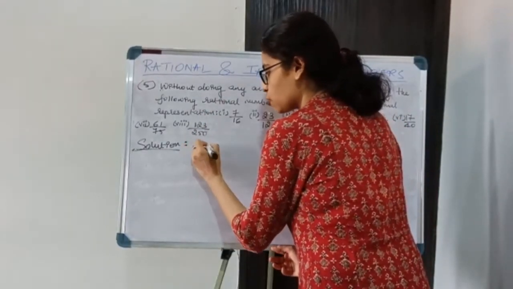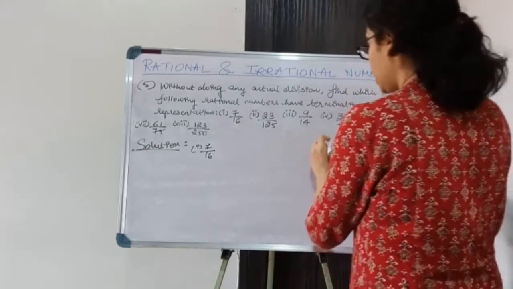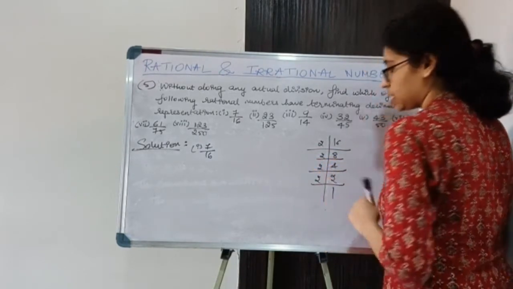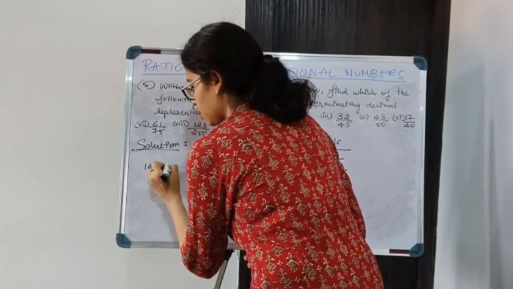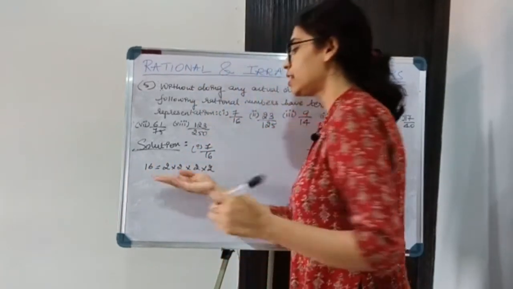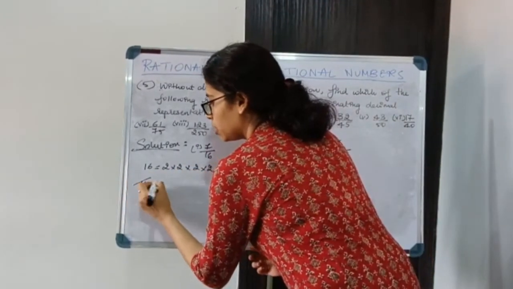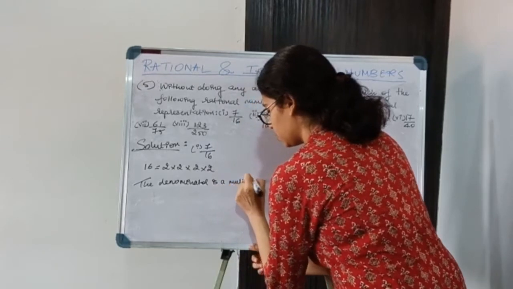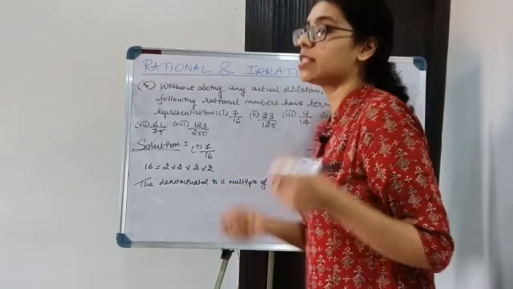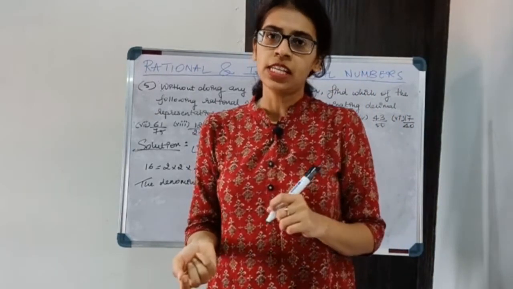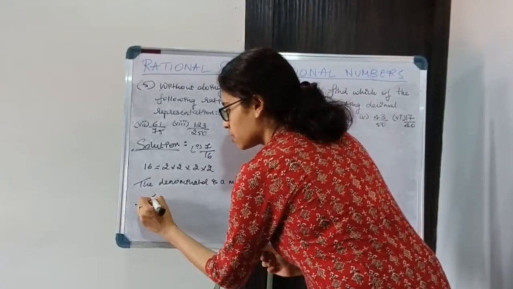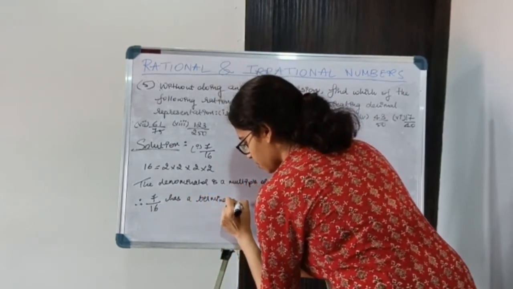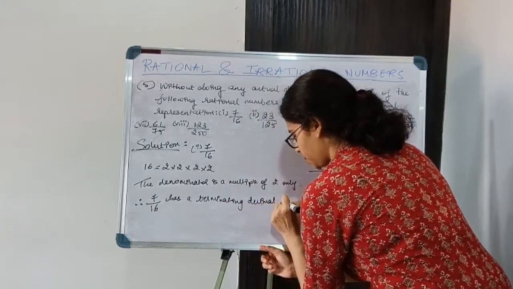Starting with the first fraction 7 by 16, we'll factorize the denominator. 16, 2 8s are 16, 2 4s are 8, 2 2s are 4, 2 1s are 2. Now 16 can be written as 2 into 2 into 2 into 2. So basically it is a multiple of 2 only. I'll write down the denominator is a multiple of 2 only. So if the denominator is a multiple of 2 only, it is a terminating decimal. Therefore 7 by 16 has a terminating decimal representation.